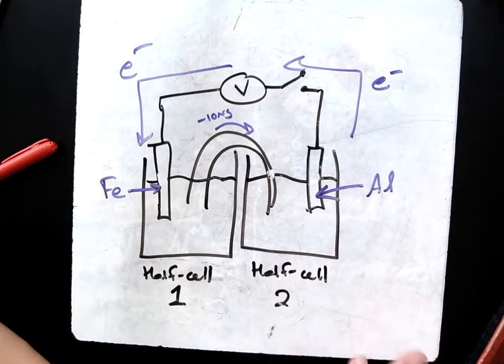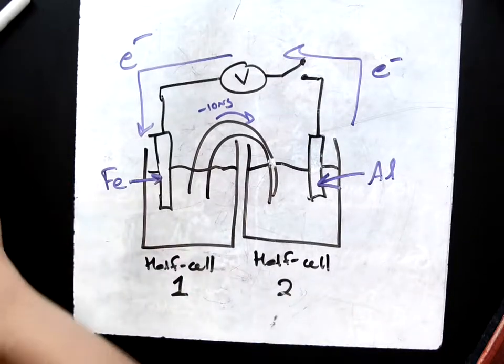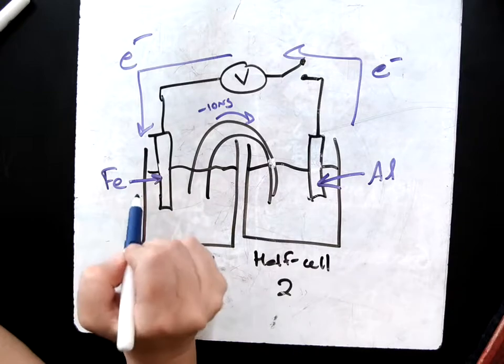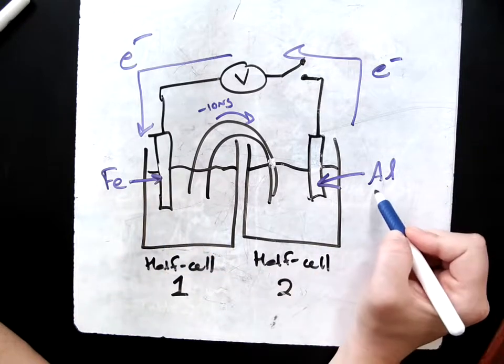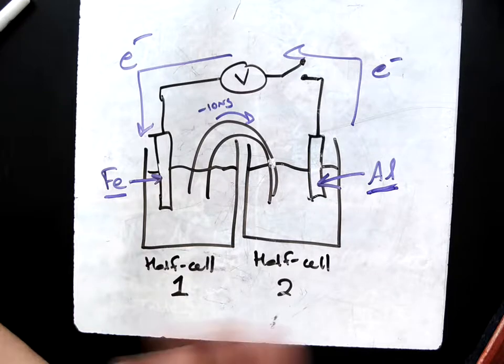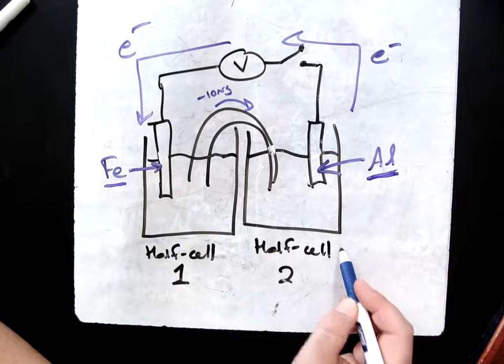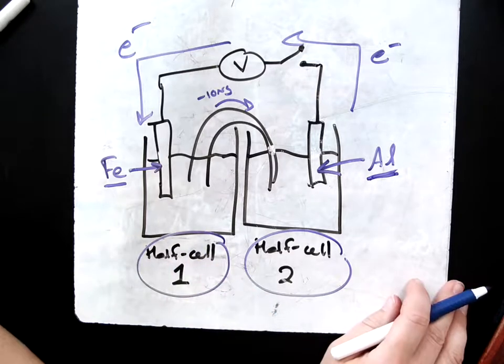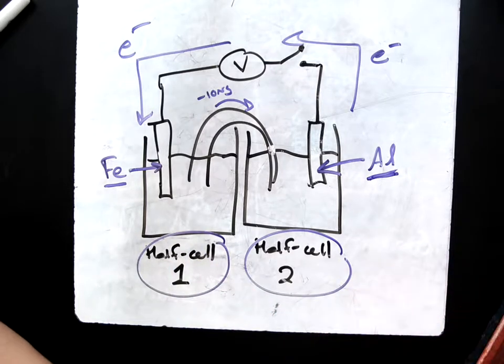So how would you describe this if they said, what is the direction of electron flow? You could say from right to left. You could say the electrons flow from aluminum to iron. Or you could say the electrons flow from half cell 2 to half cell 1. And that question shows up on the Regents a lot.